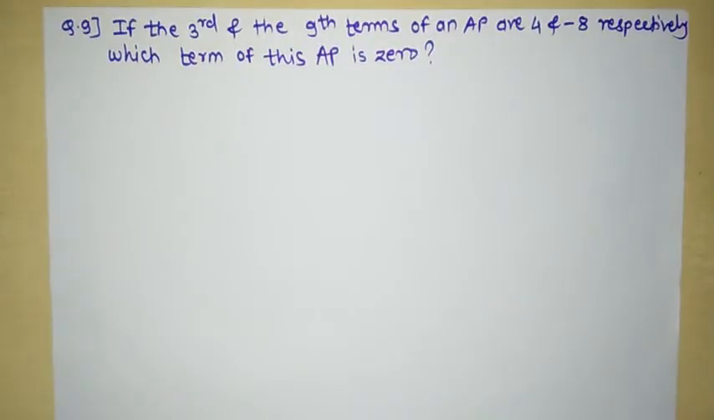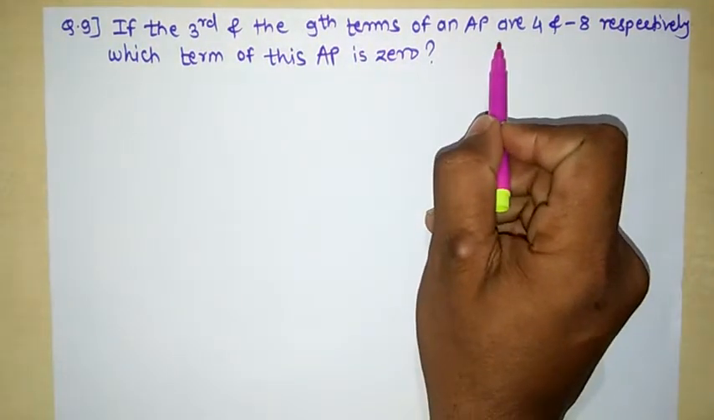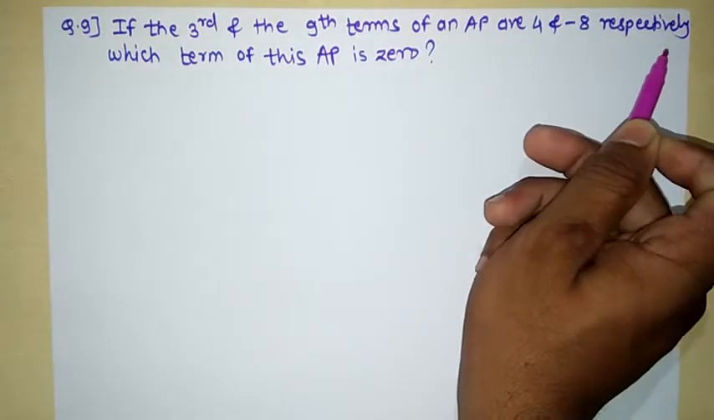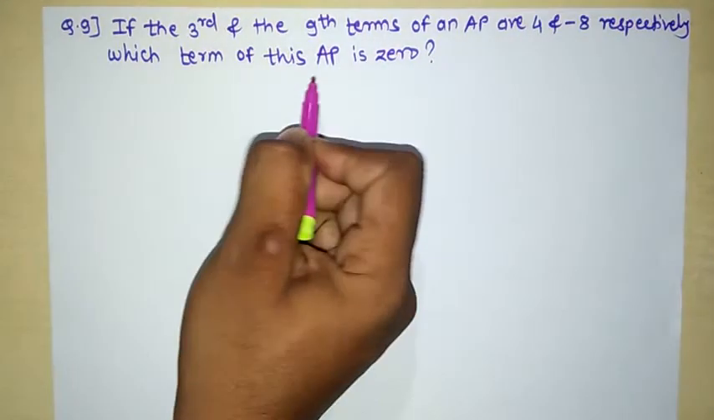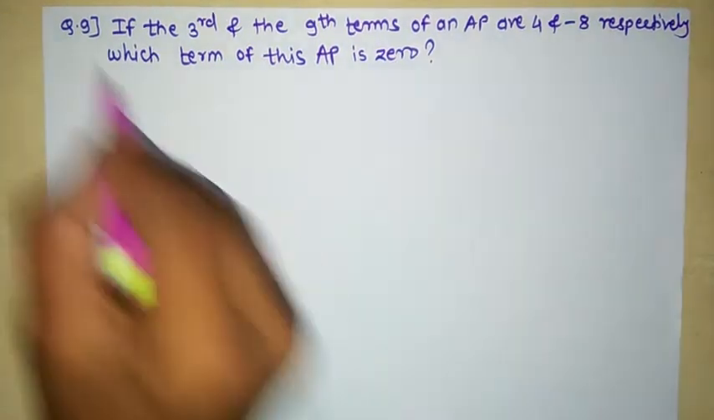Now we will see question number 9. In question number 9, what is given? If the third and ninth term of the AP are 4 and minus 8 respectively, which term of this AP is 0? Which term of the given AP is 0? We have to find here. Let us see the solution.